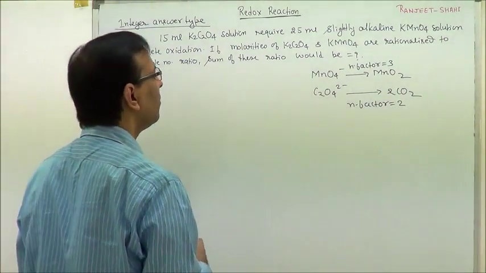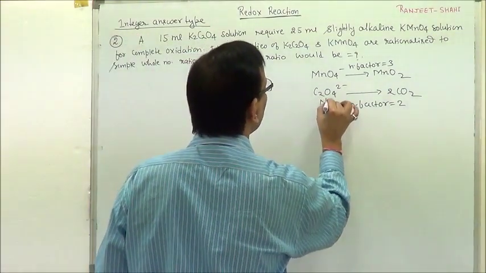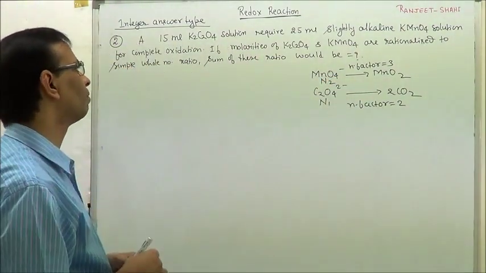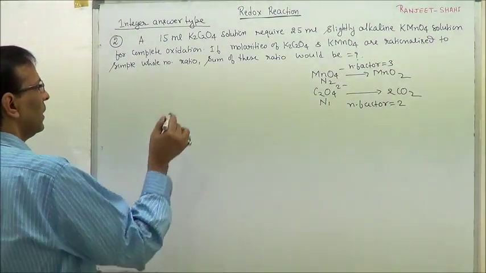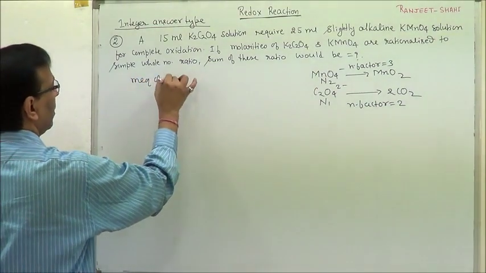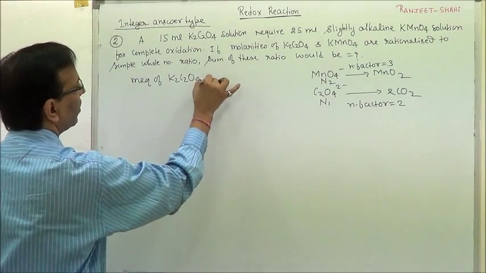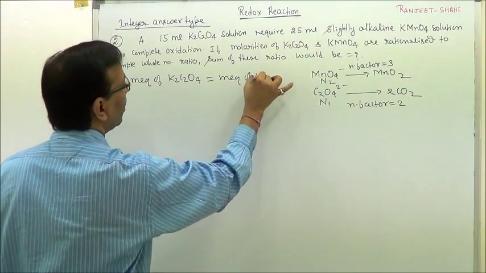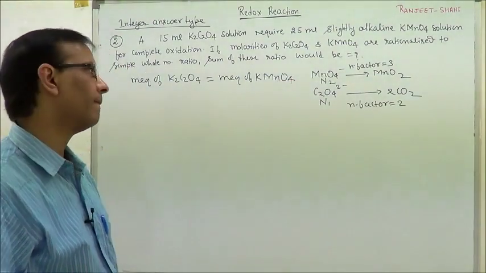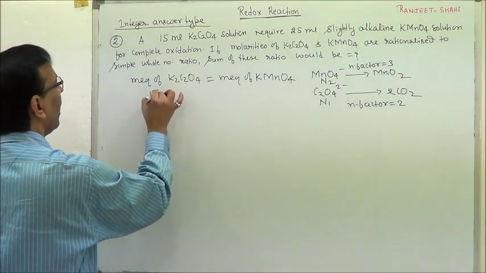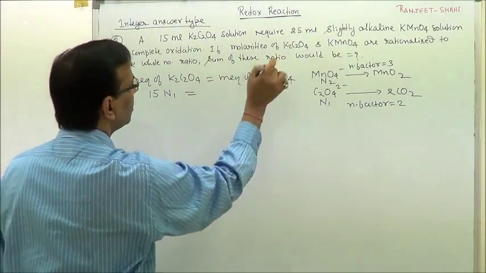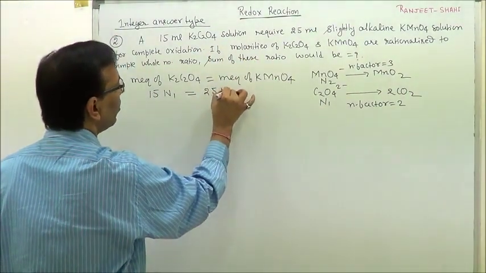If we take N1 as the normality of potassium oxalate and N2 as the normality of potassium permanganate, then in this titration the milli-equivalent of K2C2O4 will be equal to the milli-equivalent of KMnO4, and milli-equivalent is volume multiplied by normality. So 15 into N1 will be equal to 25 into N2.